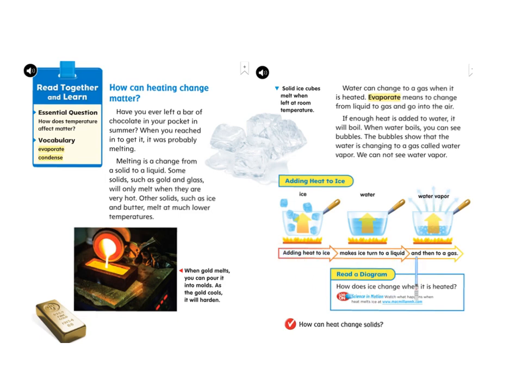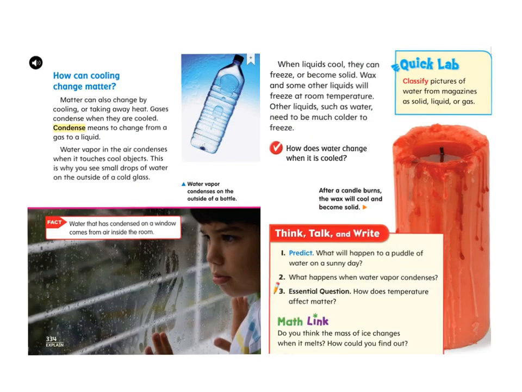So here we have the whole process, and we add more and more heat. If we add heat to ice, which is a solid, it will melt and turn into a liquid, which is water. When we add heat to the water, it will start to evaporate and turn into a gas. Okay, let's go to the next page.